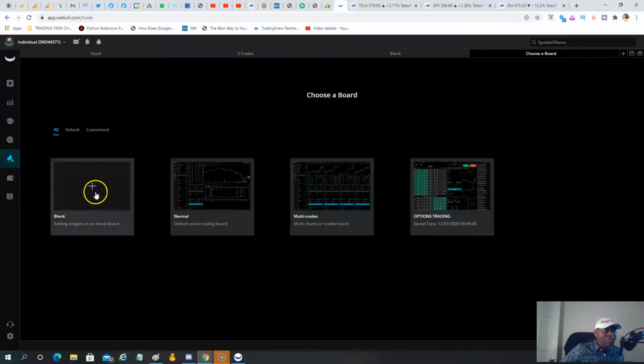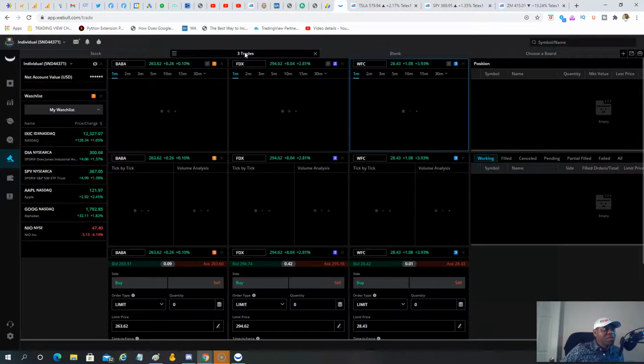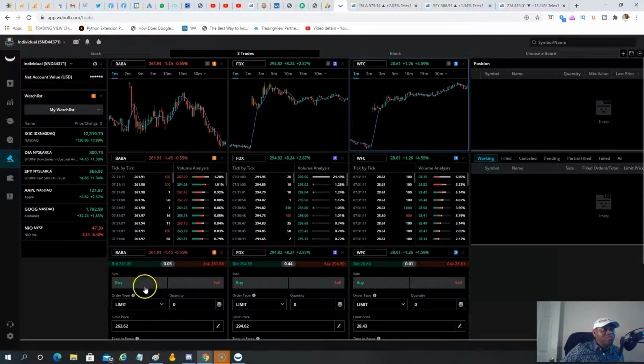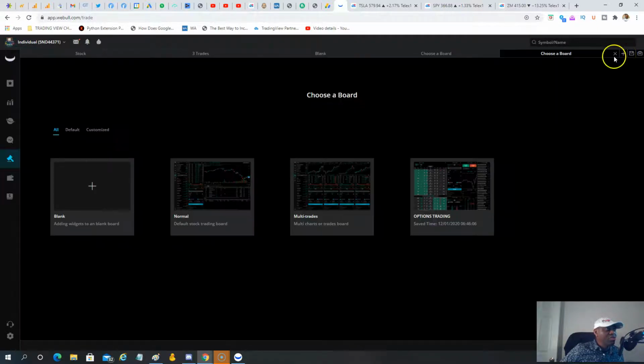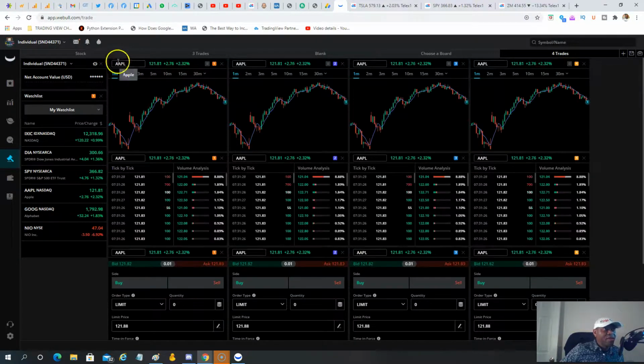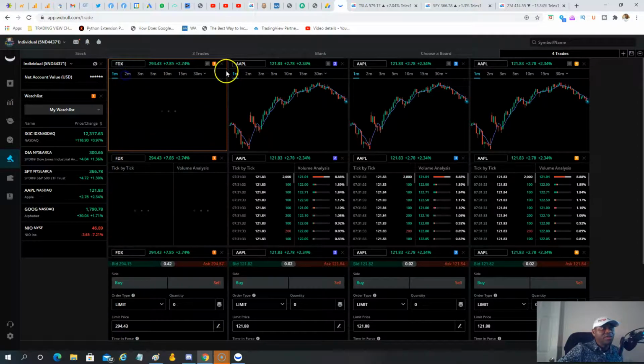The first time you come here, you're going to have blank, normal, and multi-trade. Oh, multi-trade is nice, actually. It will look something like that, meaning you have the ability to trade 3 stocks at the same time. How high can you go? I think 4. Let's take new board and multi-trade. They will ask you how many you want, up to 4, vertically or horizontally. So 4 if you want 4. Bang. They have to come by default like this, but I can use FedEx.